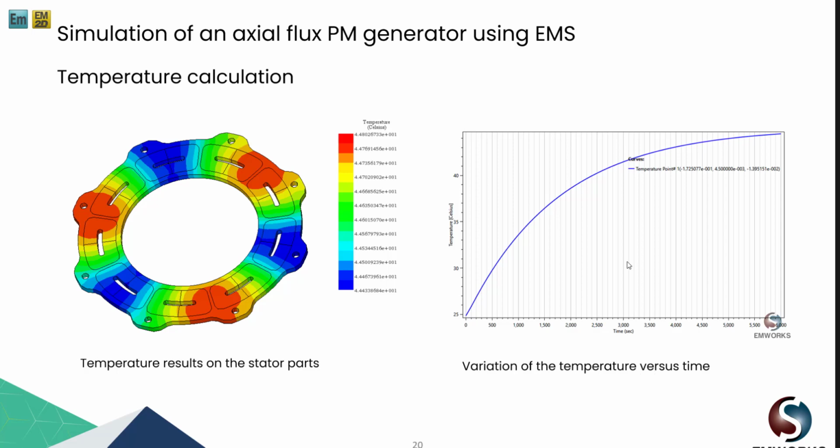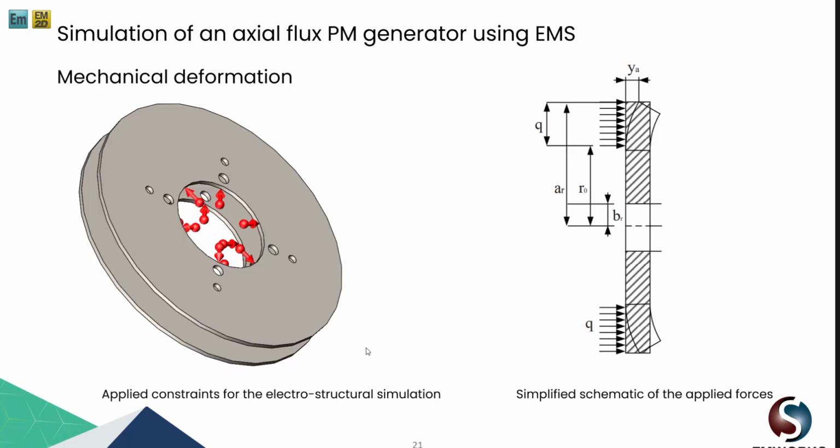So, variation of temperature versus time. This is temperature on the stator parts. And not only that, from the temperature you're going to generate heat load. The heat load, heat losses, or thermal stress is going to cause deformation, and that is also done automatically. We take the thermal stress and actually compute the deformation for you, right in the same integrated environment.